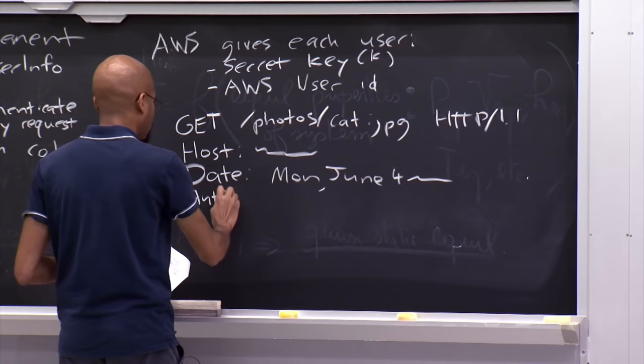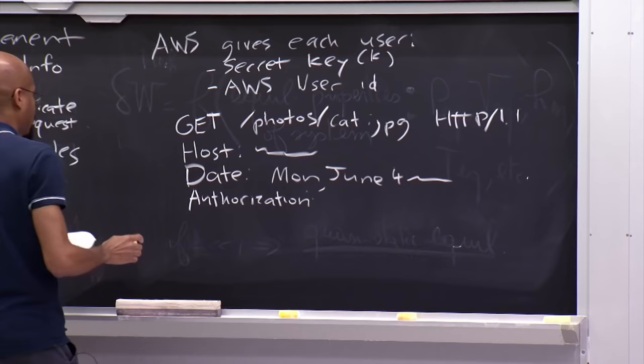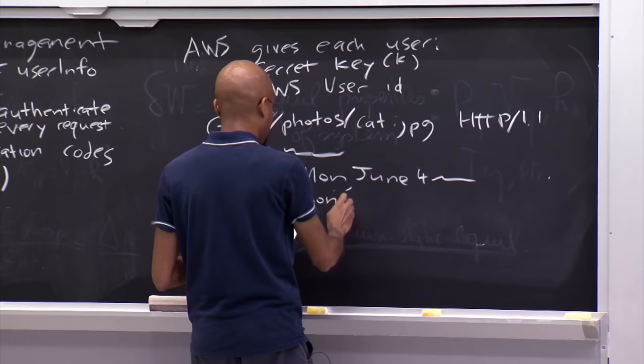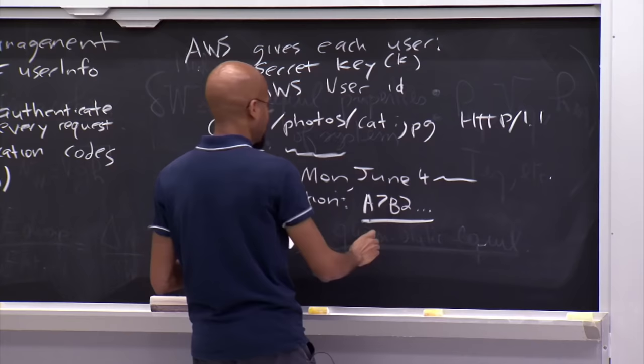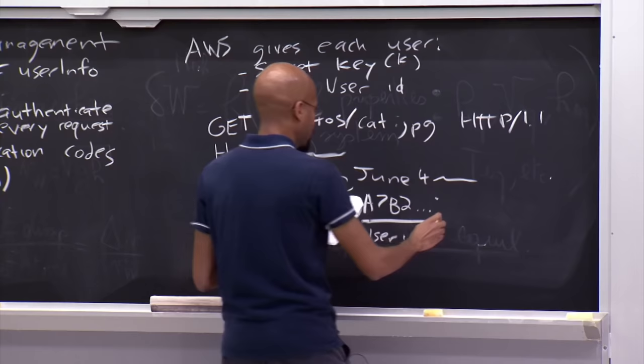And this is where the message authentication code comes in. Essentially, what this looks like is you've got some string here, which represents your access ID, or the user ID. And then you've got something here, some other seemingly random letters.